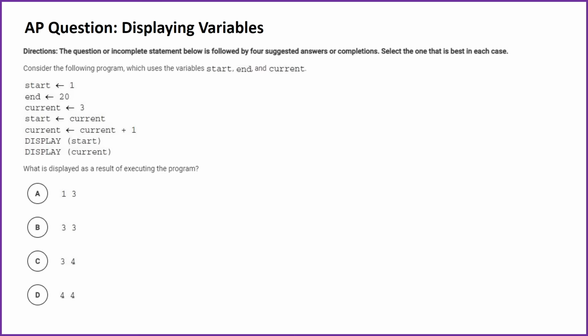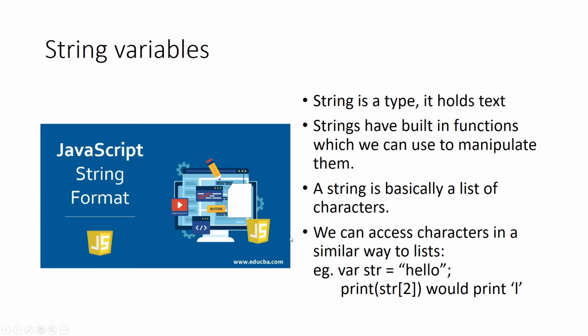So yeah, we save 1 to start, we save 20 into end, we save 3 into current. Then we take the value of current and save that into start. So now start is not 1 anymore, it's 3, because current was 3. So that is changed into 3, that gets saved into start. And now current gets updated with whatever current is right now, which is 3 plus 1. 3 plus 1 is 4, and current gets updated to 4. So display start, which is 3, and display current, which is 4. That gives us 3, 4.